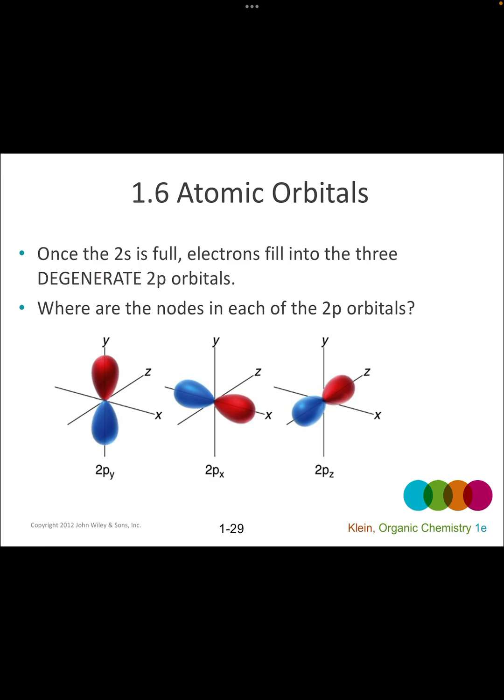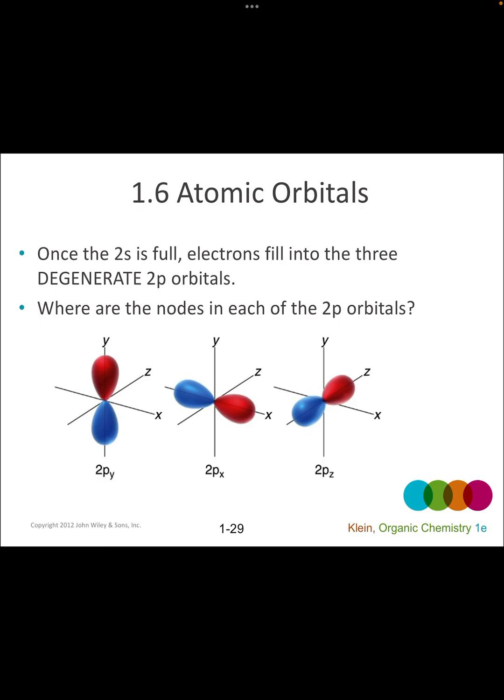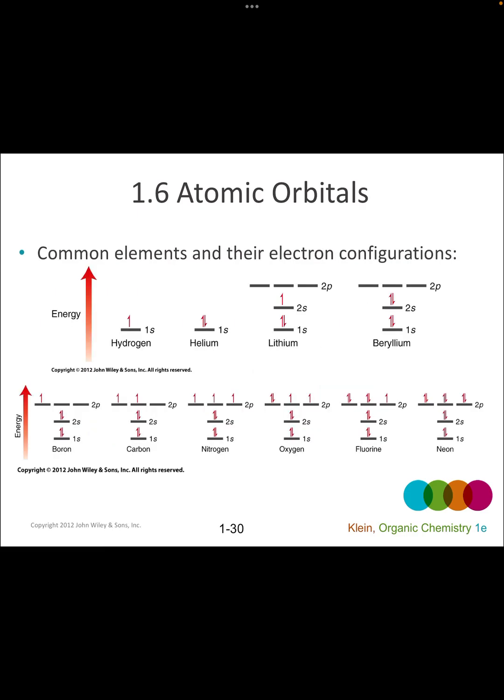And then remember that you have three degenerate 2p orbitals. Degenerate orbitals just mean that they have the exact same energy levels. Whether an electron occupies a 2py, 2px, or 2pz orbital, they would be at the exact same energy level. So in total, you could have up to 6 electrons in p orbitals, because 2 each, right?